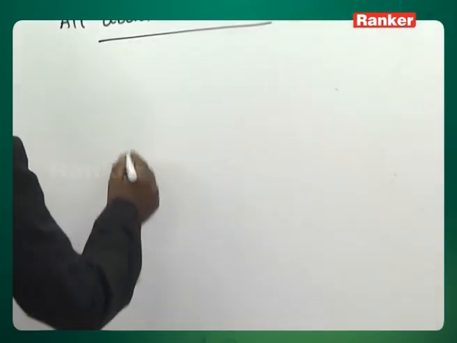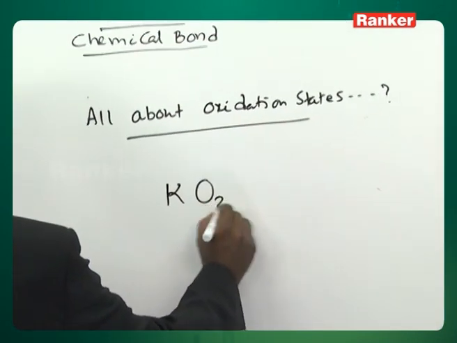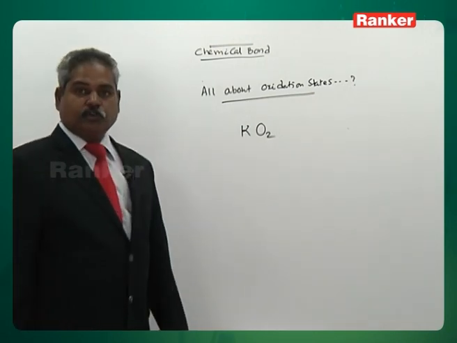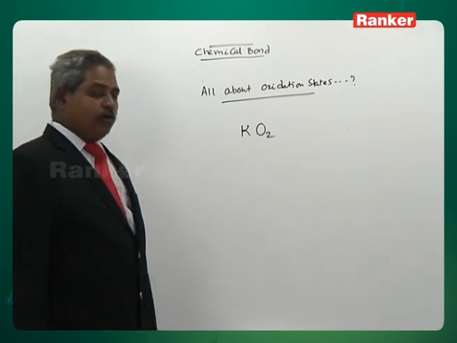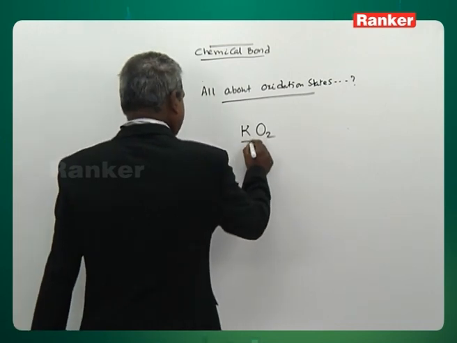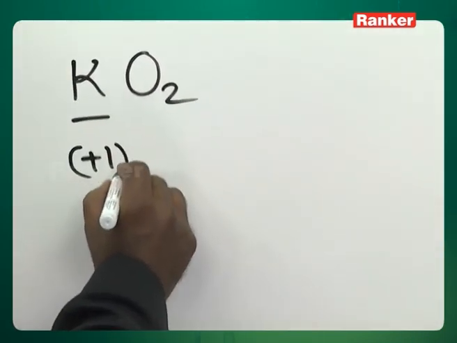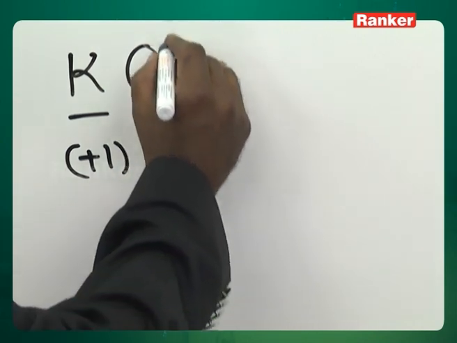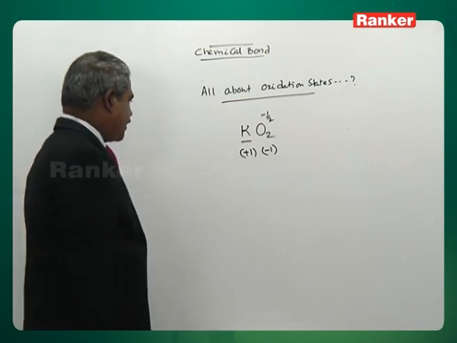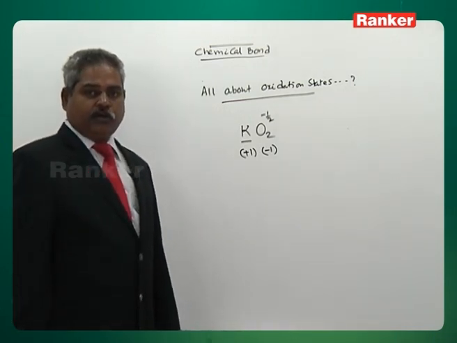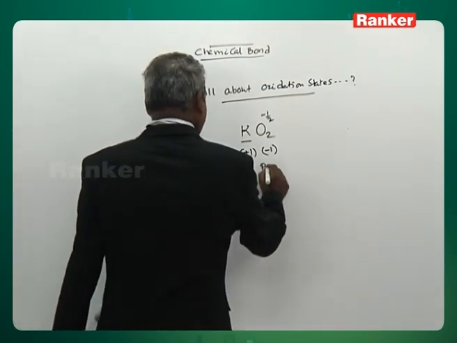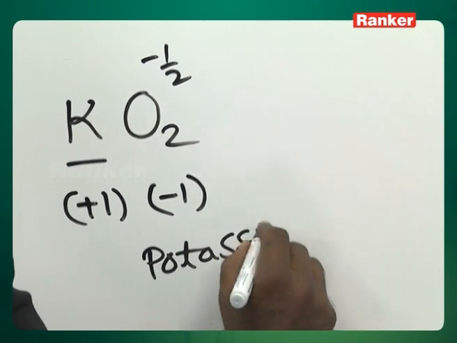Now, what is the name of KO2? The name of an oxygen compound depends on its oxidation state. KO2: what do you know about K? First group, potassium, fixed. So, potassium is always plus 1 and 2 oxygens together minus 1, each oxygen minus half. So, oxygen got minus half because potassium is willing to lose only one electron. It doesn't give more than one electron. Therefore, it is potassium superoxide.